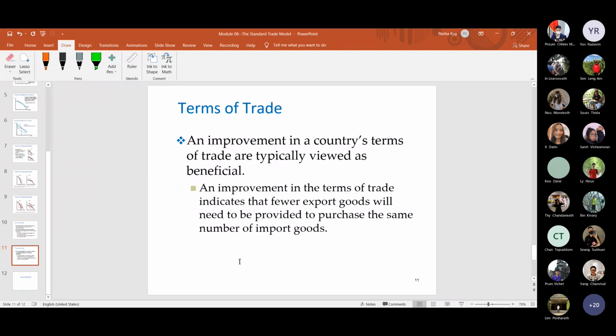So an improvement in a country's terms of trade is typically viewed as beneficial. An improvement in the terms of trade indicates that fewer export goods need to be provided to purchase the same number of imported goods. Quite simple. I think the natures of exportation and importation are sort of the same.